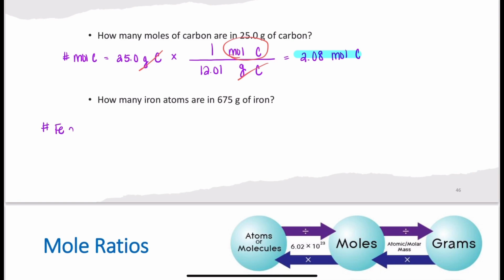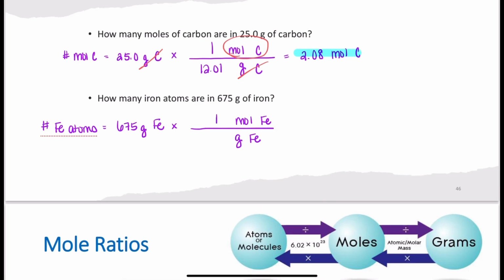Number of iron atoms is what I'm trying to find, and I'm starting with 675 grams of iron. So I need to cancel my grams of iron. I can't go straight to atoms, but I know I can go to moles. I know I can convert between grams and moles. I look at the table and I see that 1 mole of iron weighs 55.85 grams.